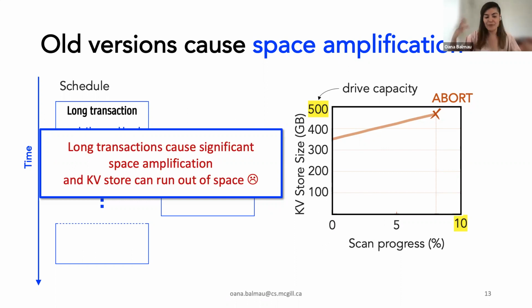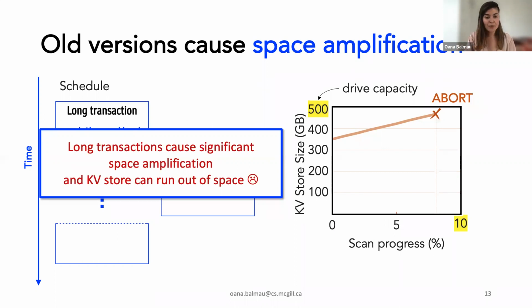Now, of course, we can have a bigger drive. We don't need to run out of space. We tried the same experiment on a larger drive where the scan actually completed. And at the peak, we measured the space amplification up to 4x.